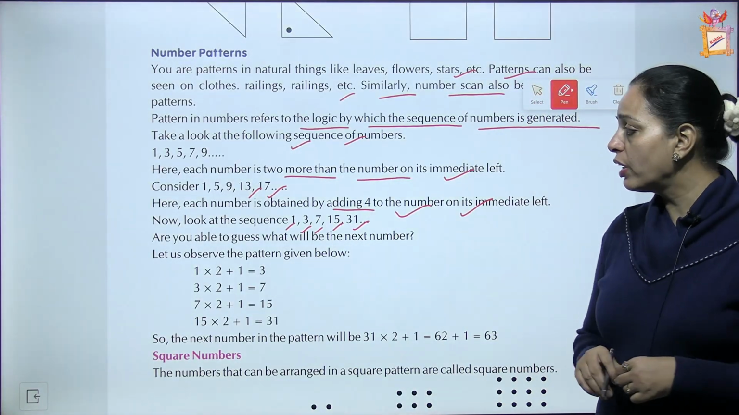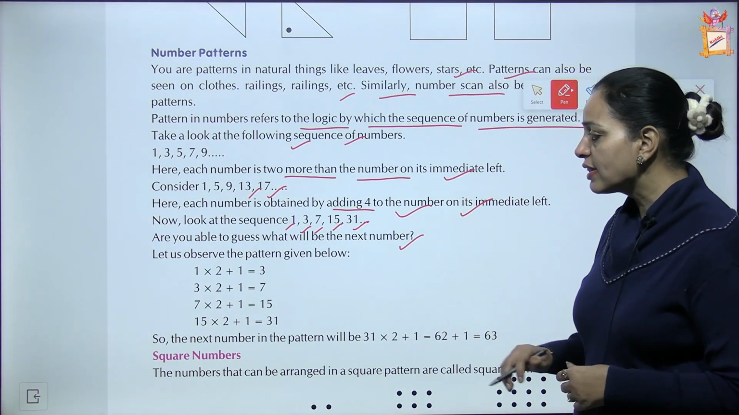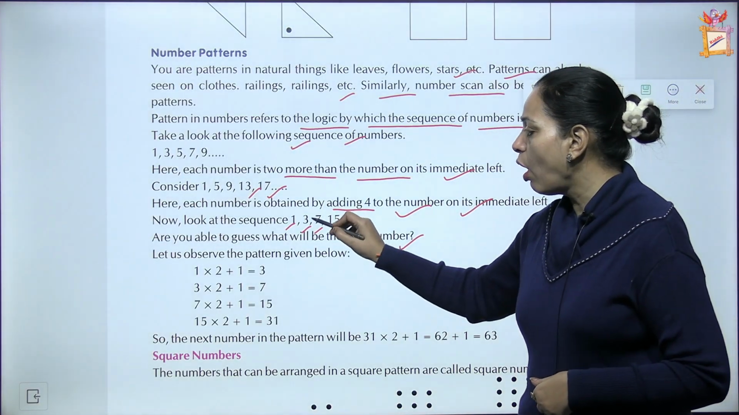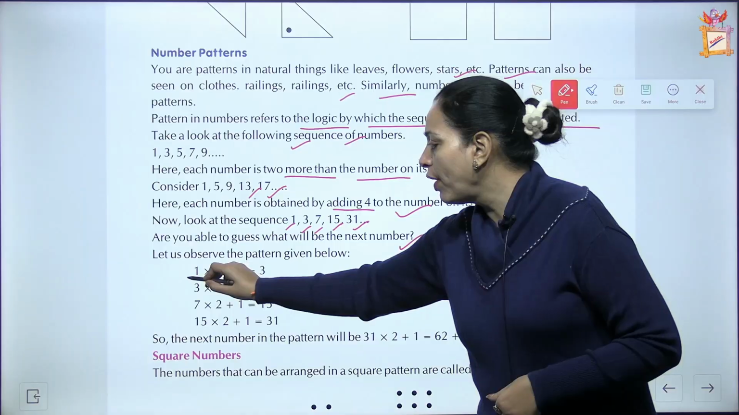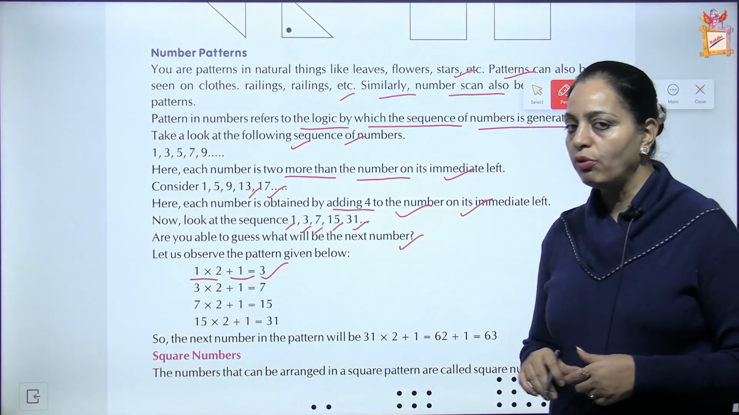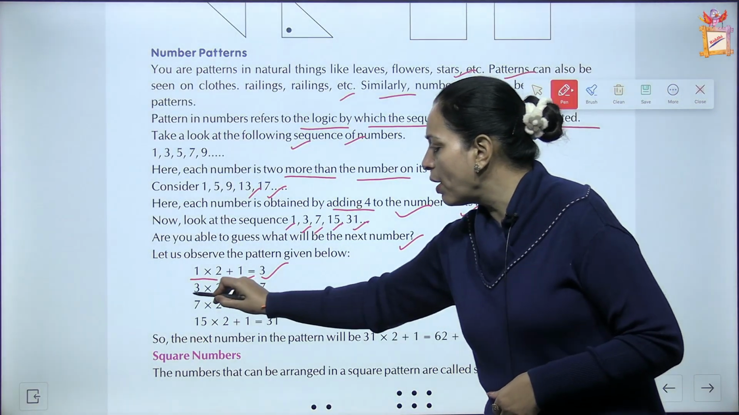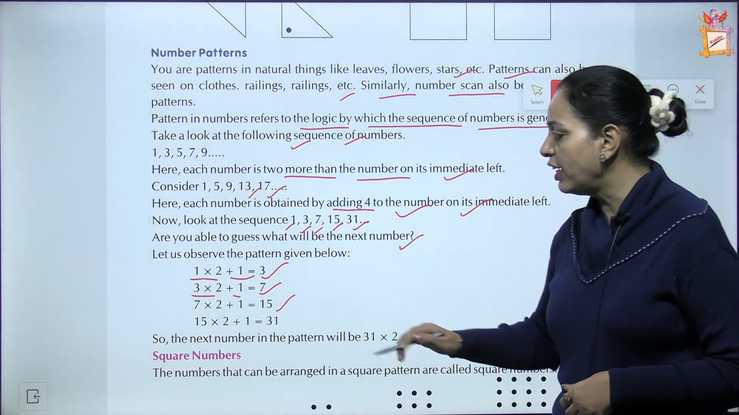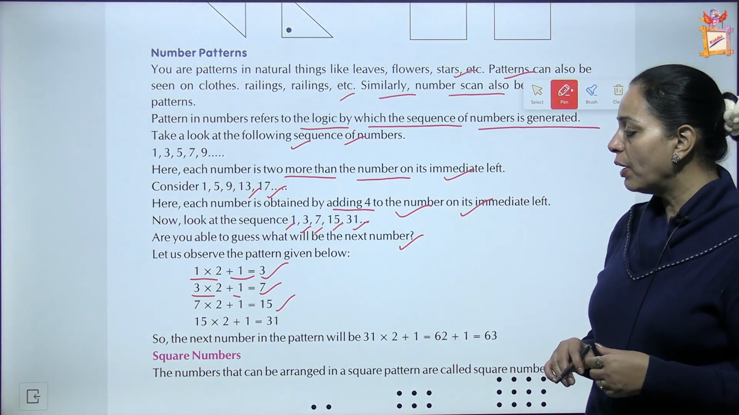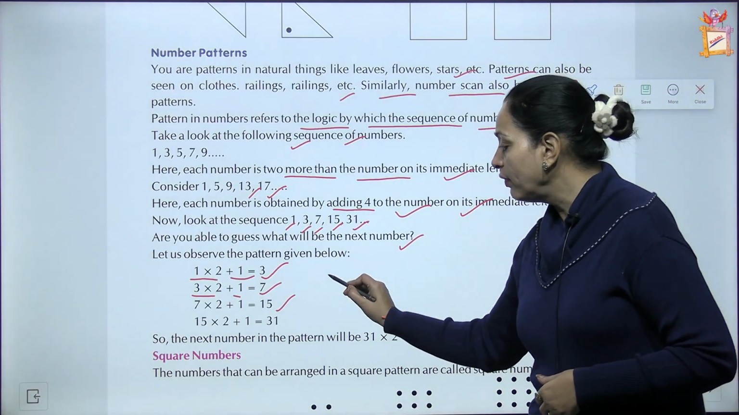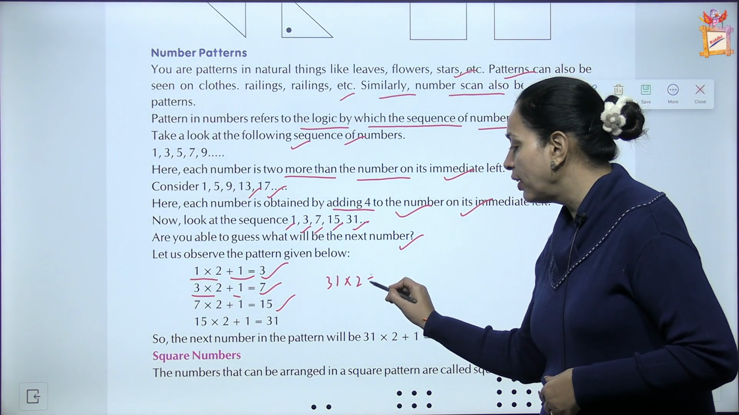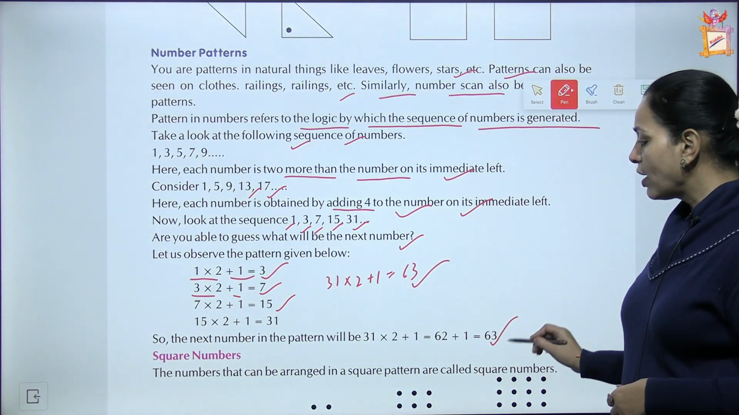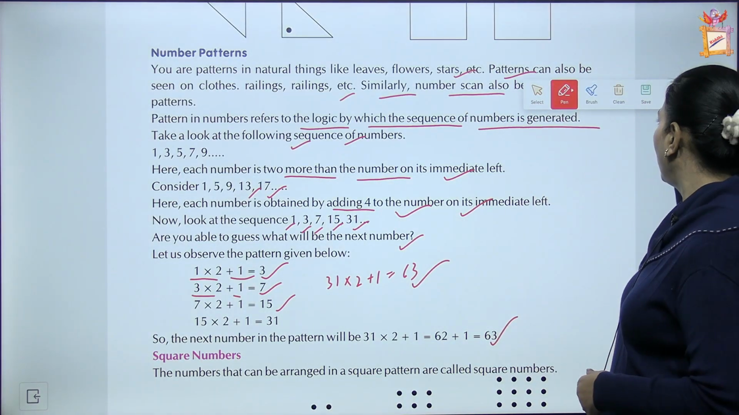Are you able to guess what will be the next number? So let us observe this pattern. So 3, how we are getting 3 from 1? 1 into 2 plus 1, this is 3. Then 3 into 2 plus 1, 7. Then 7 into 2 plus 1, 15. Then next 15 into 2 plus 1, 31. Then 31 into 2 plus 1, 62 plus 1, 63. Okay, so answer is 63.